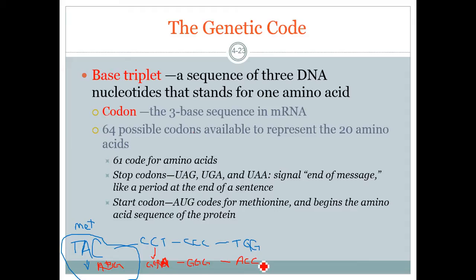And each of these has a different name. Let's scratch this off here. Our AUG is our methionine. Our GGA is our glycine, which you see in your textbook in that table 4.2. Our CCC, which changed into GGG, is also our glycine. And our TGG, which changed to ACC, is now our threonine, abbreviated as THR.